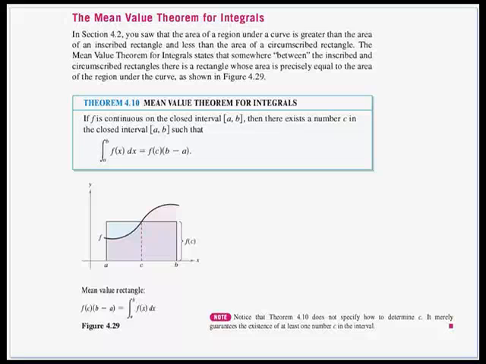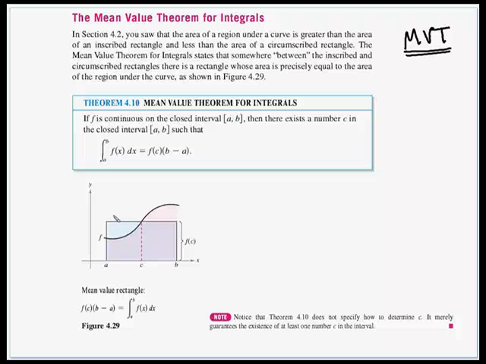Okay, back in chapter 3 we had our mean value theorem, or the MVT, and that dealt with derivatives and slope. There is also a mean value theorem for integrals. So a couple sections ago we saw that the area of a region under a curve is greater than the area of the inscribed rectangles and less than the area of the circumscribed rectangles. The mean value theorem for integrals states that somewhere between those inscribed and circumscribed rectangles there is a single rectangle whose area is precisely equal to the area of the region under the curve.